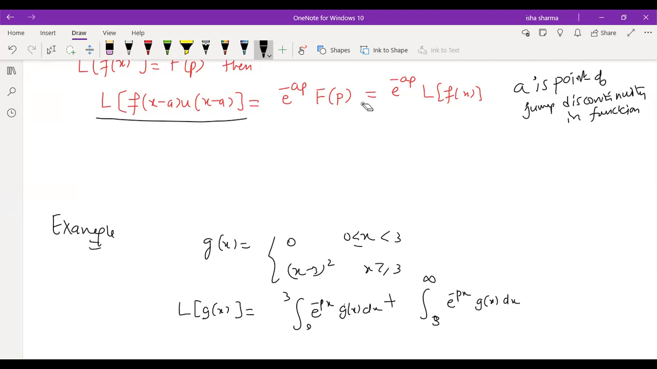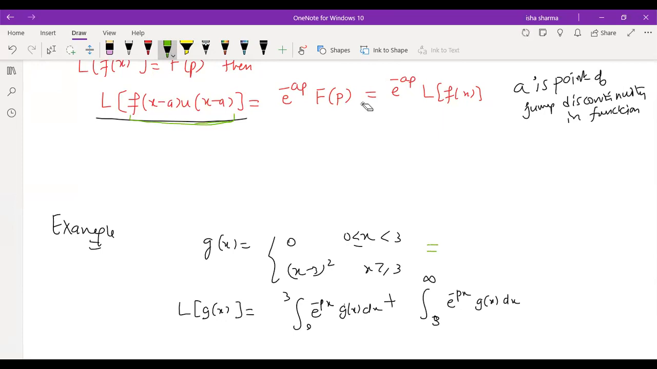But the second shifting theorem is going to help you: if you have a piecewise defined function, then you can find its Laplace transform using this result. The challenge, or you can say the limitation, is that you need to express your function in this form. You will be given functions like this.